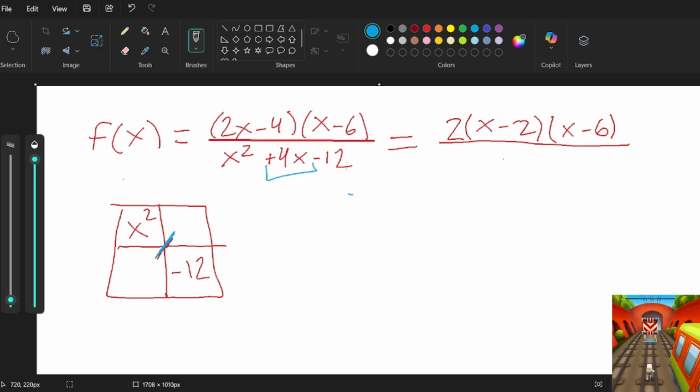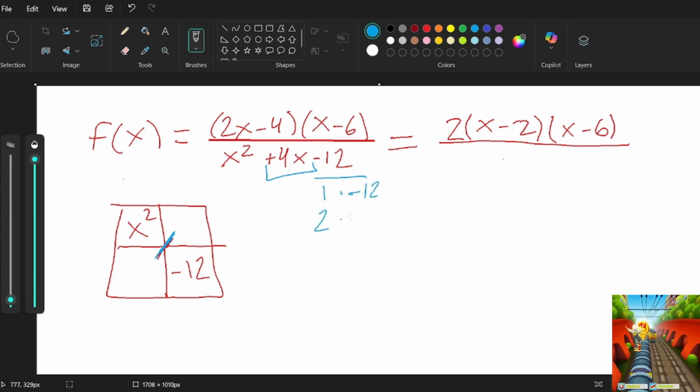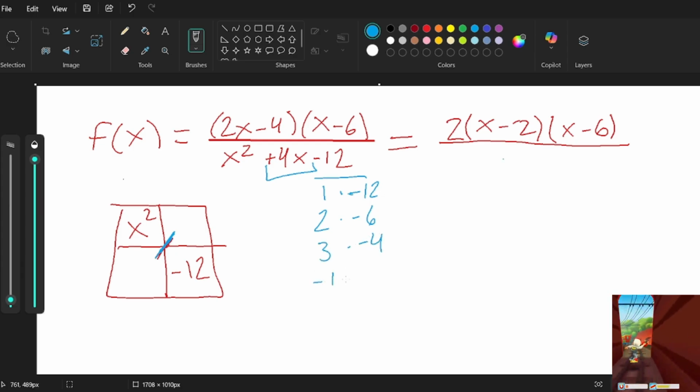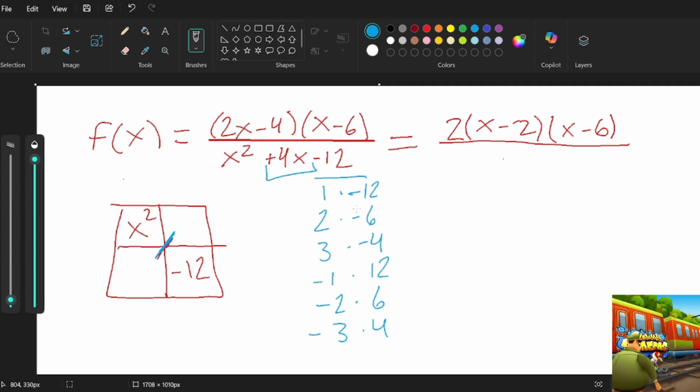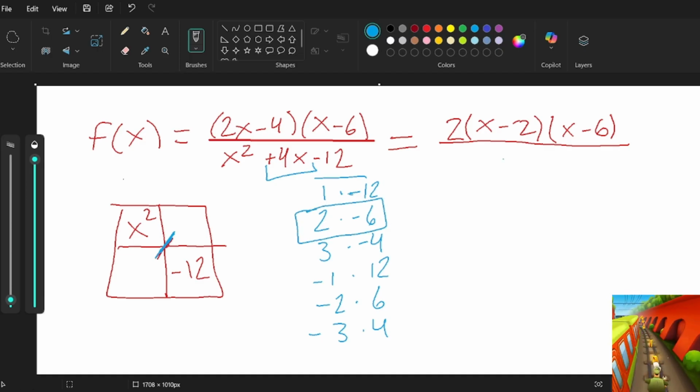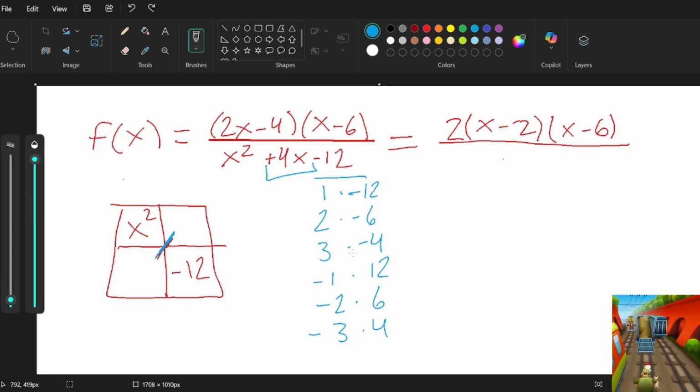So then I'm looking at negative 12. What two numbers can multiply to be negative 12? Well, I could have 1 and negative 12. I could have 2 and negative 6. I could have 3 and negative 4. Or I could have negative 1 times 12, negative 2 times 6, or negative 3 times 4. So then out of all these combinations, which add up to a positive 4x? Well, I know that 2 times negative 6 would add up to be a negative 4. So that's not right, but it's close.